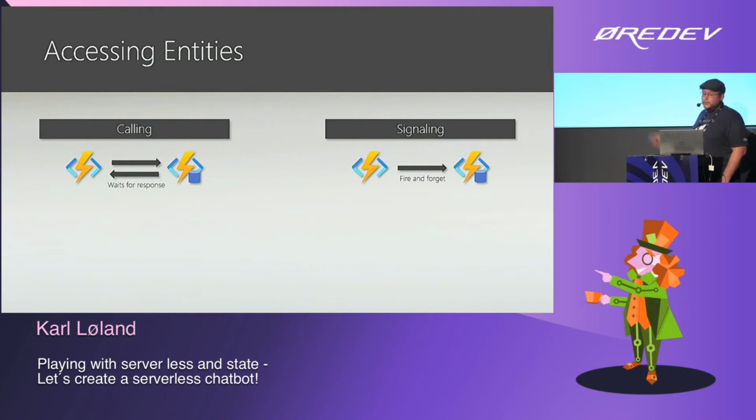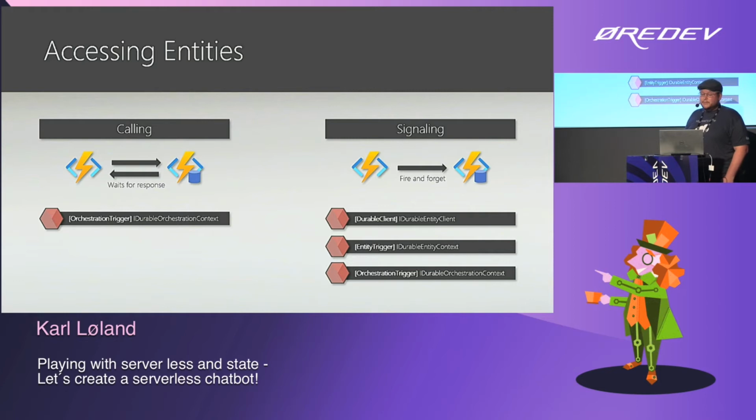Yeah, you have two ways of accessing an entity function, calling and signaling. And it's only the orchestration client that can both signal and wait for a response from an entity function. The other clients, we have 3 others, they can't do it. They can just signal.